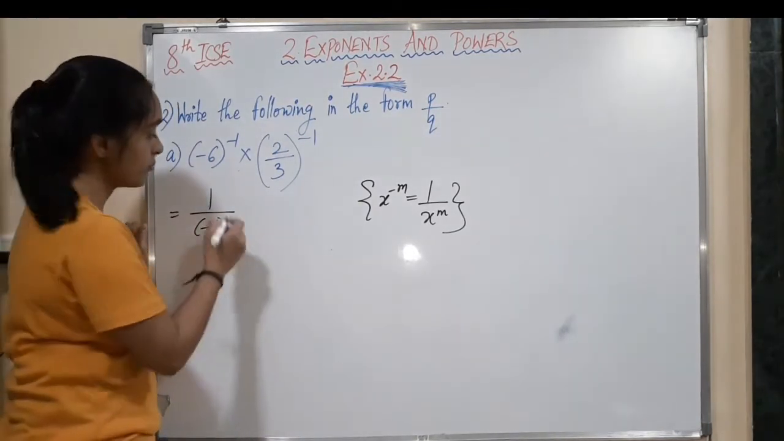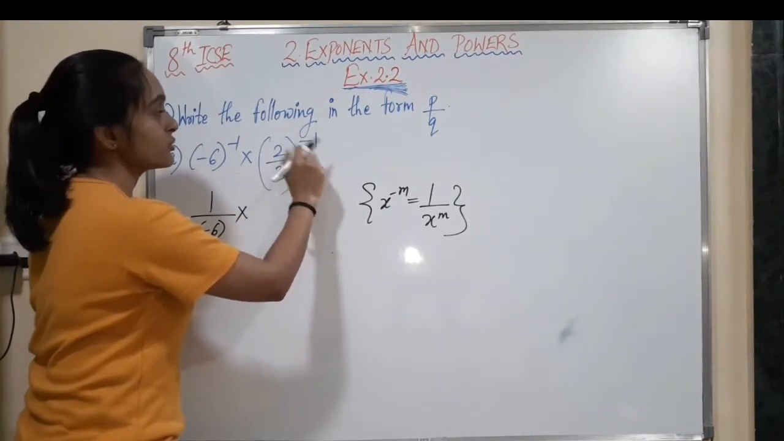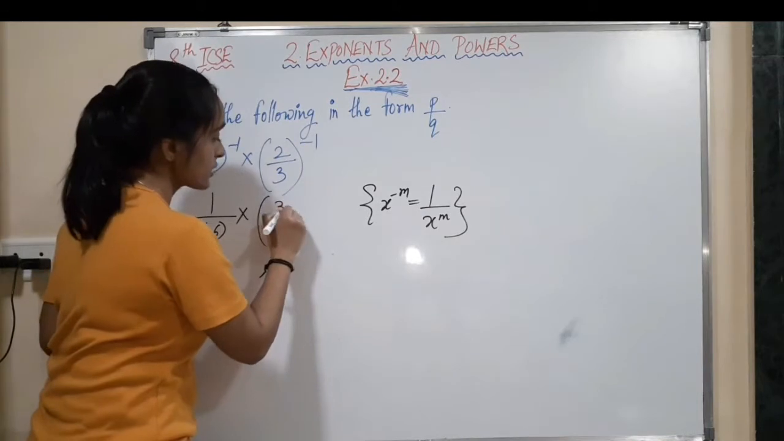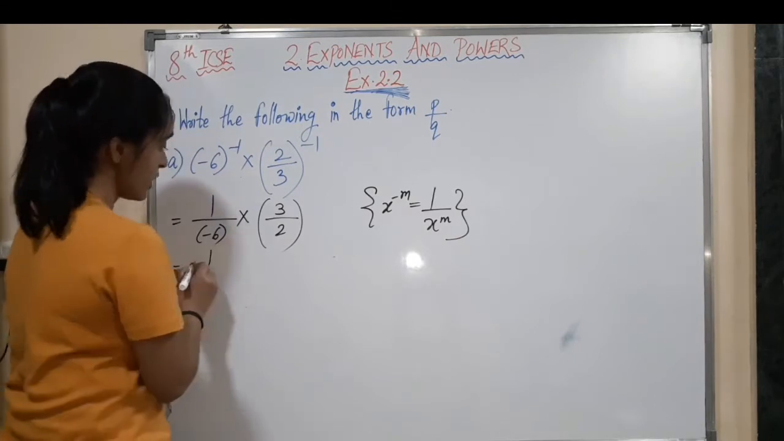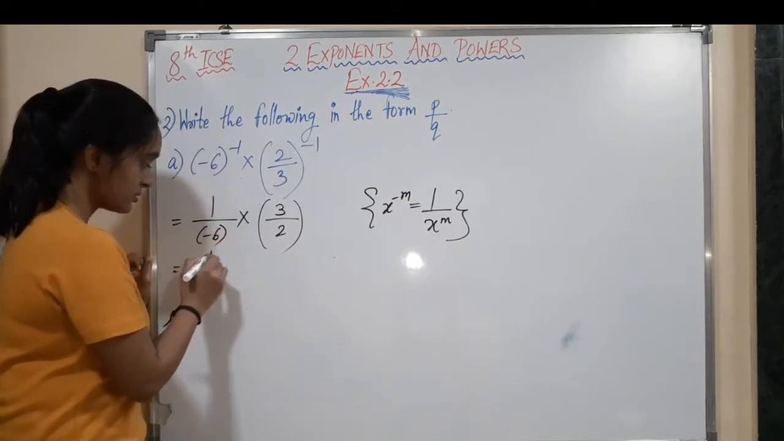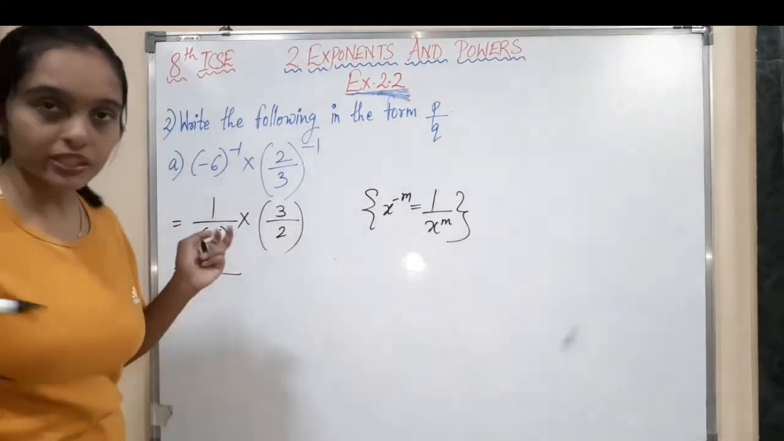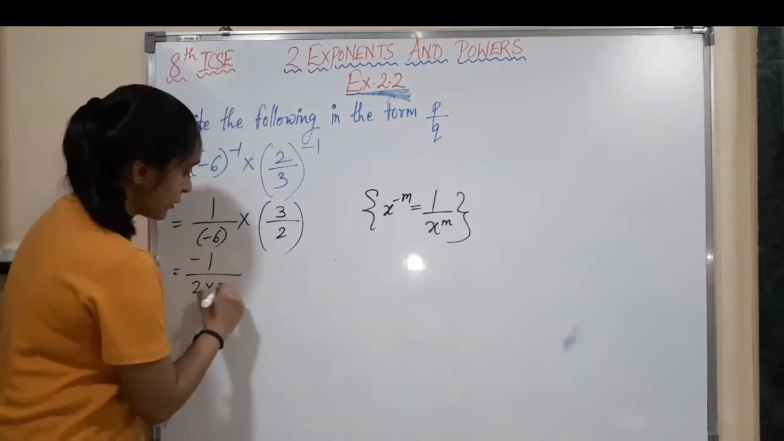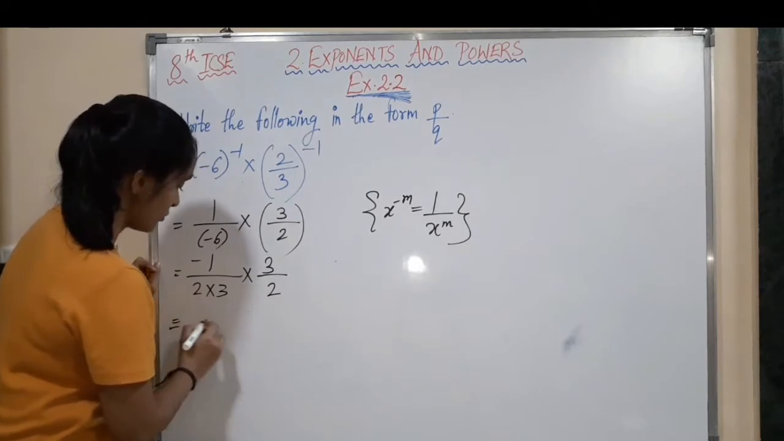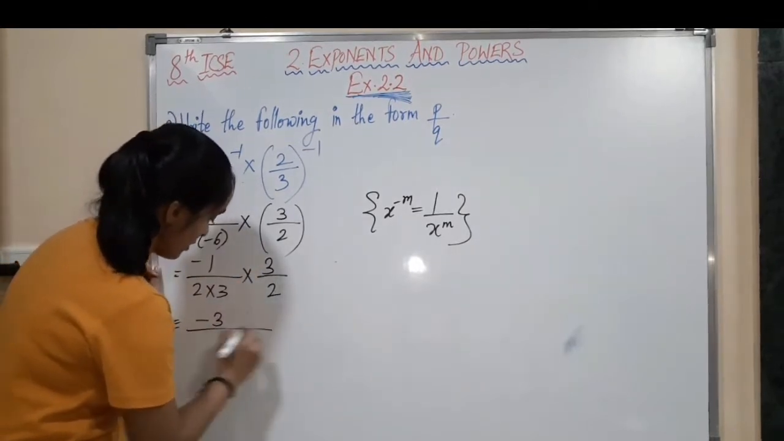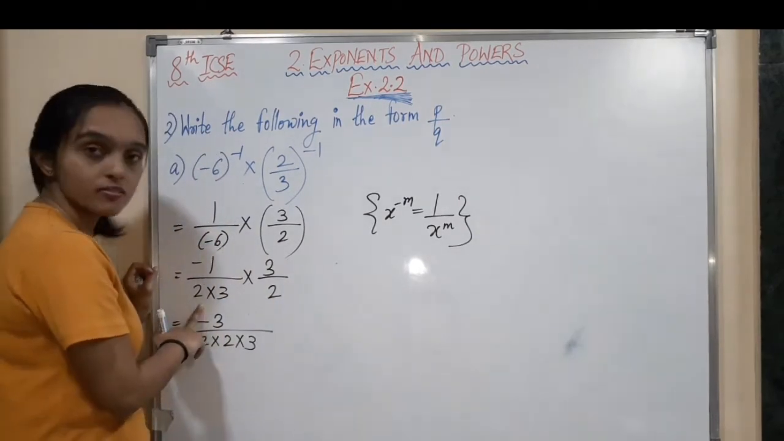So we can write the same, then multiplied by 2 upon 3 raised to minus 1. The reciprocal of this number is 3 upon 2. Okay. So you will get 1 upon minus 6. Minus we can take outside, and 6 means what? 2 multiplied by 3. So 2 multiplied by 3 multiplied by 3 upon 2. Now it will become minus 3 upon 2 multiplied by 2 multiplied by 3. I took the 2 first.